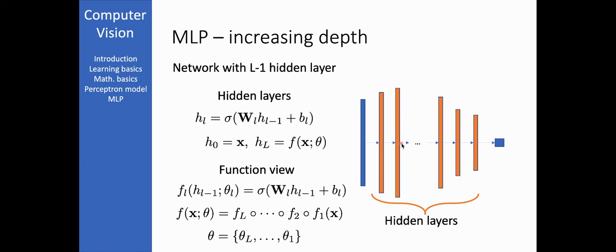Remember, each of these transitions is basically a linear transformation and then a nonlinearity. And each of these linear transformations has the matrix WL and the BL. So if I want to now look at the parameters of this more complex model, it's simply the concatenation of all the parameters of all the layers. So theta L minus 1 until theta 1. And they are the weights and the biases of these transitions.